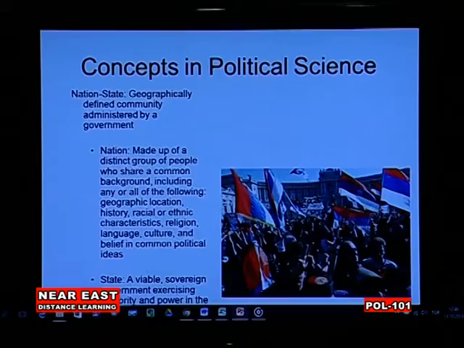Well, the nation-state, as you can see, is a combination of a nation and a state. Why do we call them nation-states? Why do we have this term? We will go into this in more detail, definitely, but let's break them down: nation and state. Nation. What is a nation?